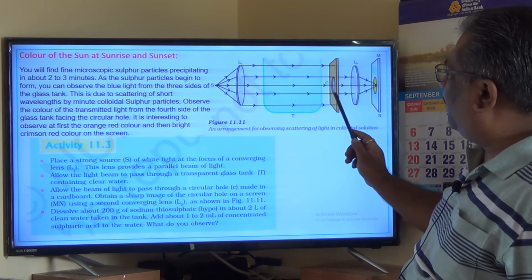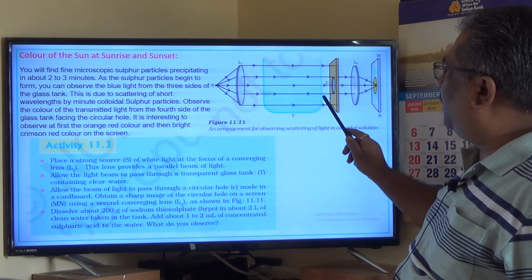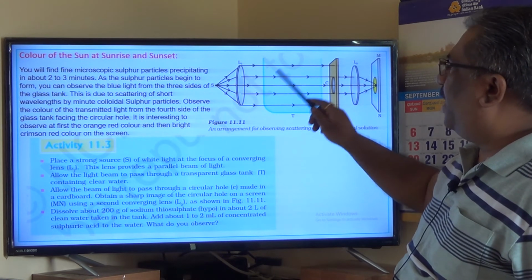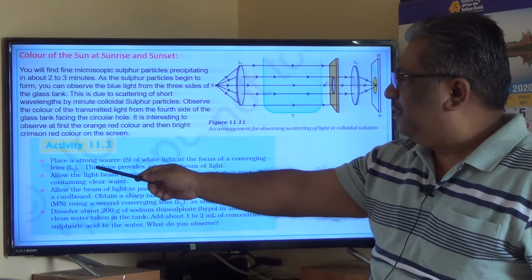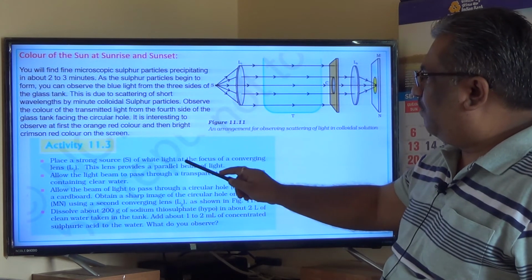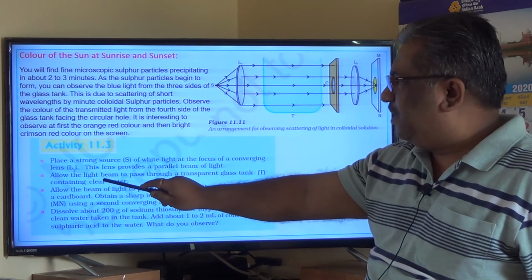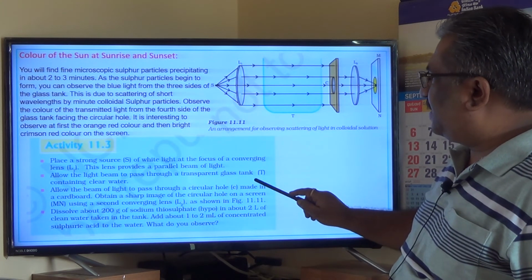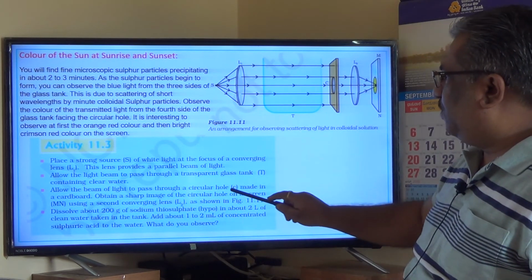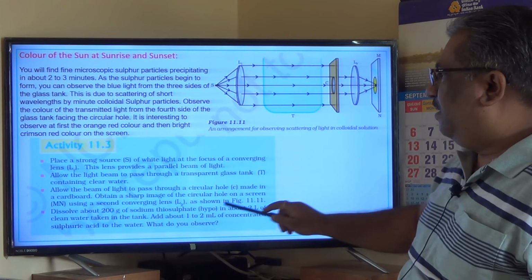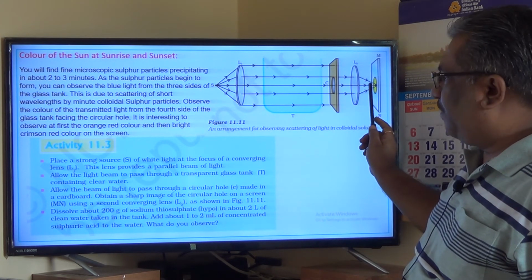So let us see what happens to the observer when this beam of rays passes through a beaker containing water, and if we add some particular chemical, what happens? We'll see that. Place a strong source S of white light at the focus of the converging lens L1. The lens provides a parallel beam of light. Allow the light beam to pass through the transparent glass tank T containing clear water. Allow the beam of light to pass through a circular hole C made in a cardboard. Obtain a sharp image of the circular hole on the screen. Here, sharp image on the screen.